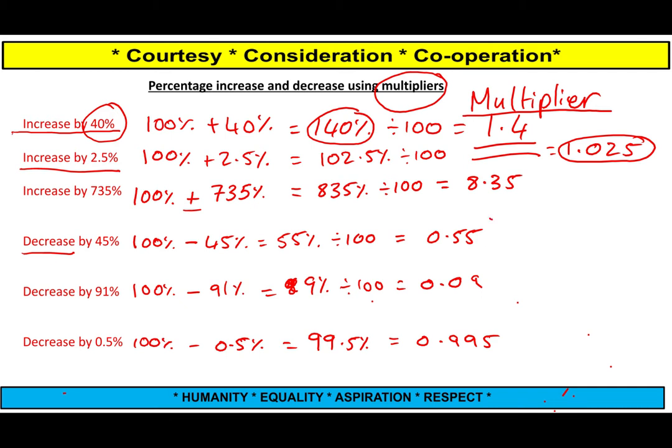Okay, so if you notice something, guys, you see the ones where you decrease, the multipliers are always 0 point something. Okay, and then when you're increasing, the multipliers are always higher than 1.